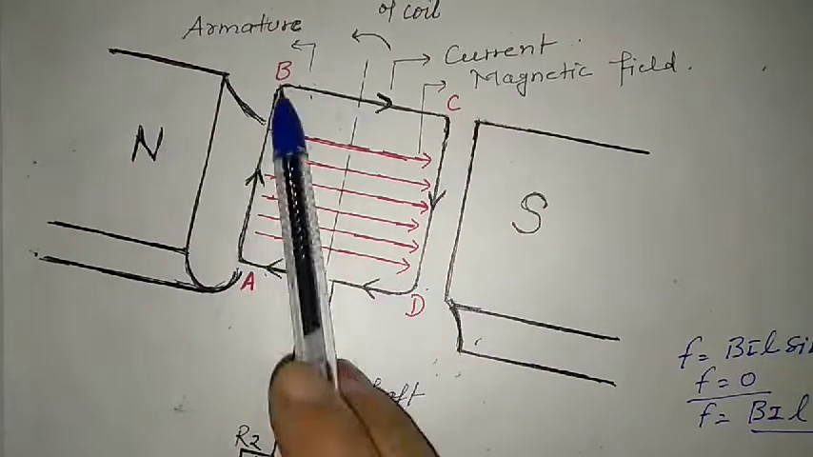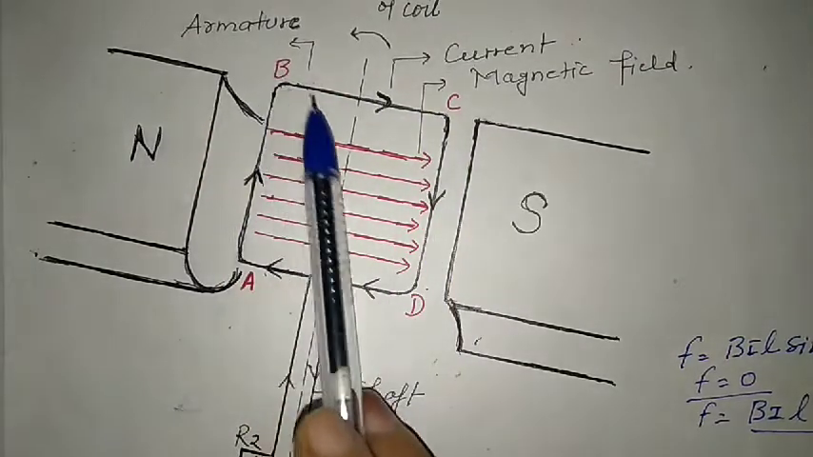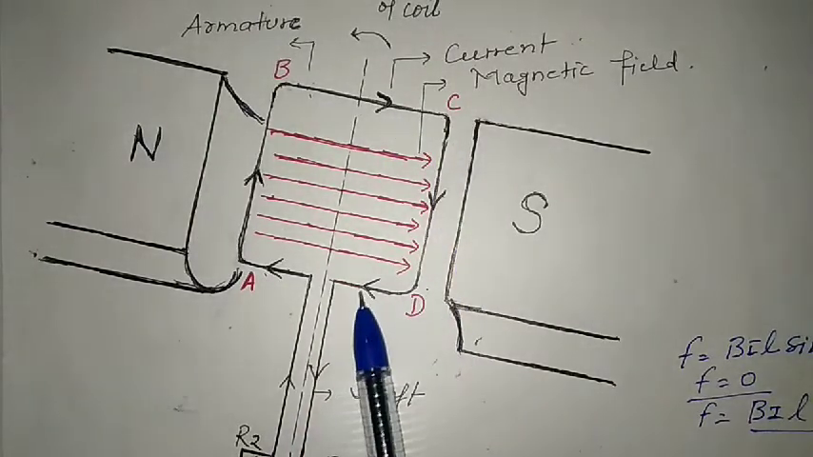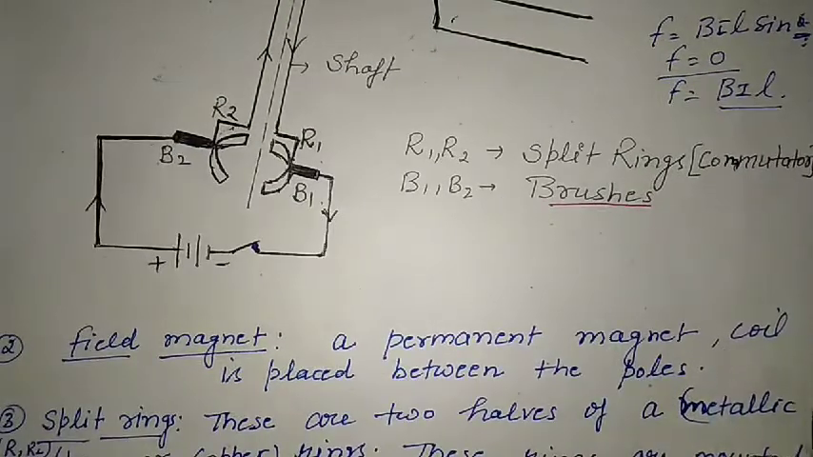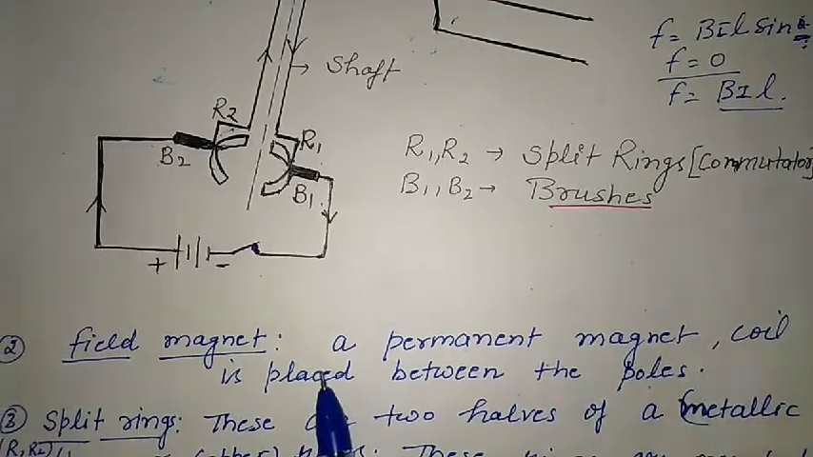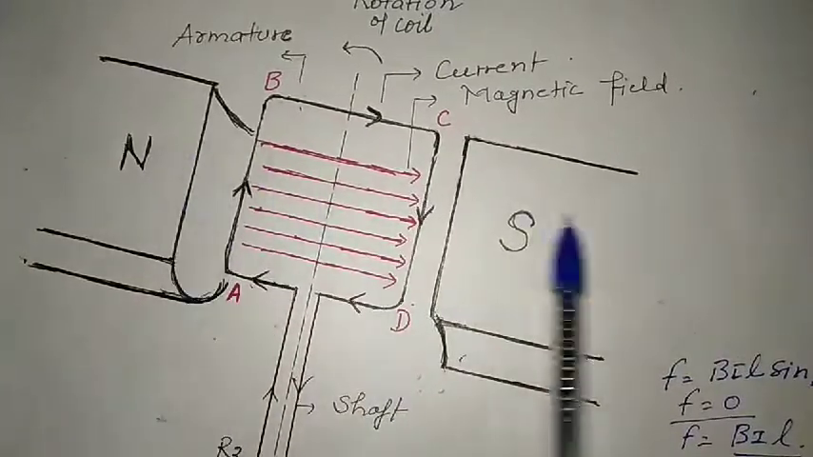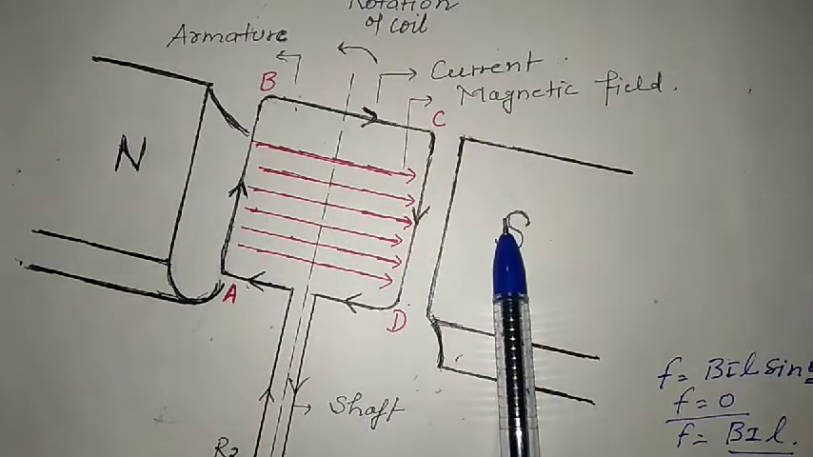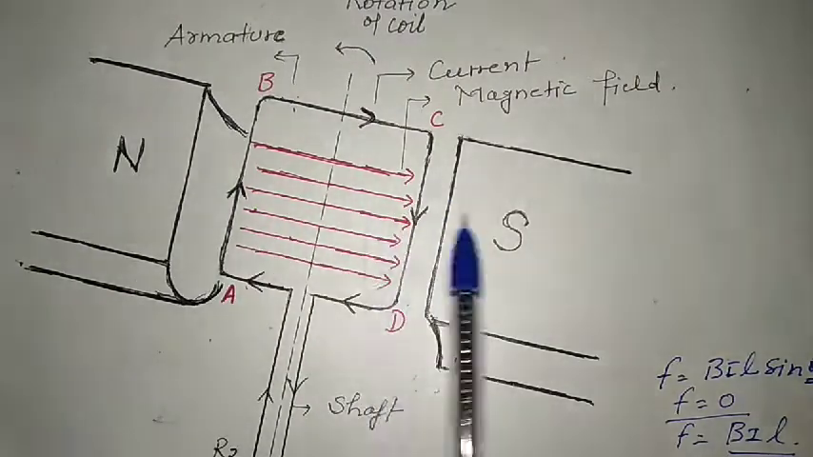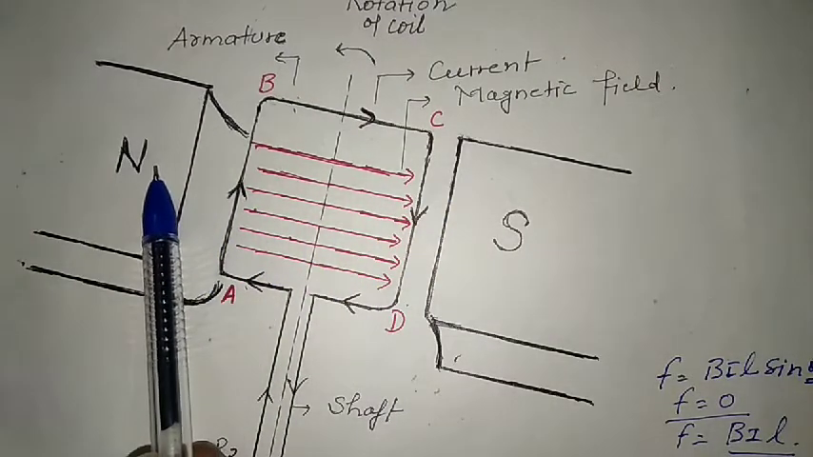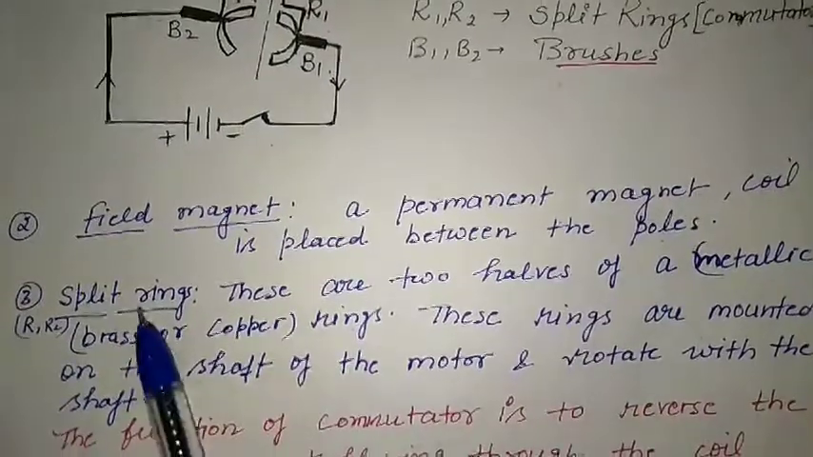Here we have shown only one turn of the coil, A, B, C, D. This is the armature, or the coil of many turns. Now the second part is the field magnet. A permanent magnet should be there. The armature is placed in between the poles of this magnet. This is a horseshoe magnet, or we can say a permanent magnet. This is the north pole and the south pole. The magnetic field is directed from north to south.